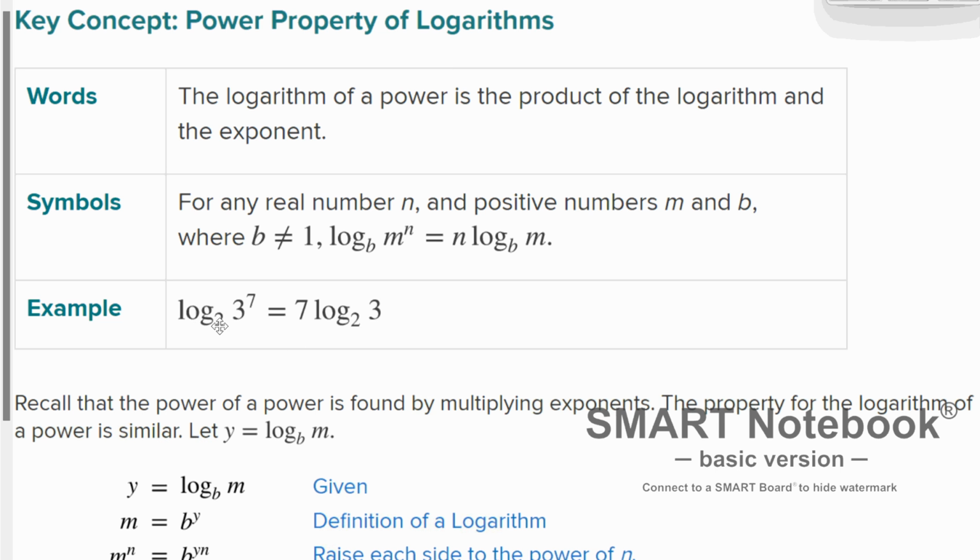Whenever I'm taking the log of some base, and whatever I'm taking the log of is being raised to a power, I can rewrite that as a product. When we raise powers to powers, we multiply, dealing with exponents. So when I'm taking the log of something and that something is being raised to a power, I can rewrite that power as a product. So 7 goes out in front of the log and it's being multiplied by that. So let's go ahead and use those.